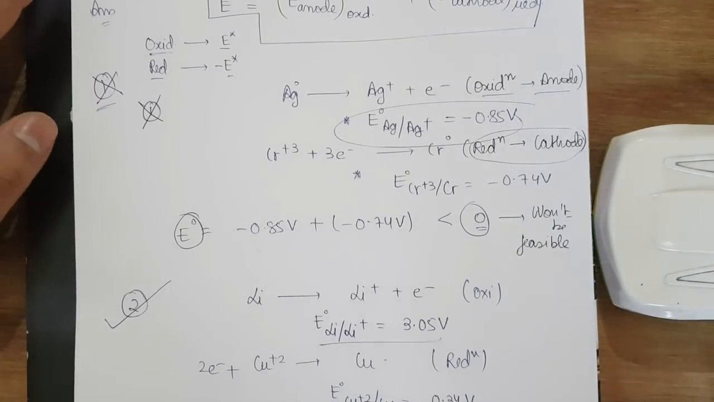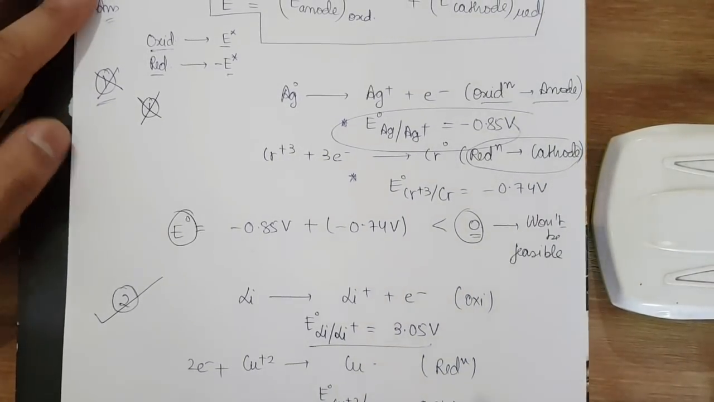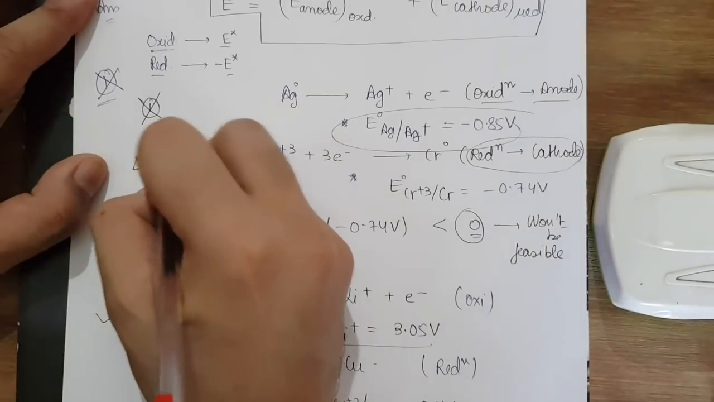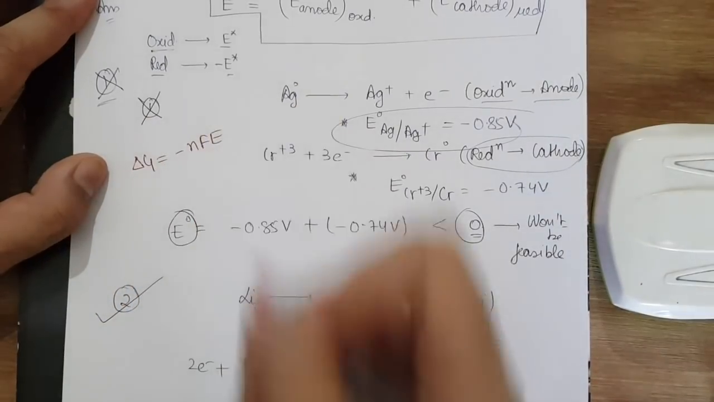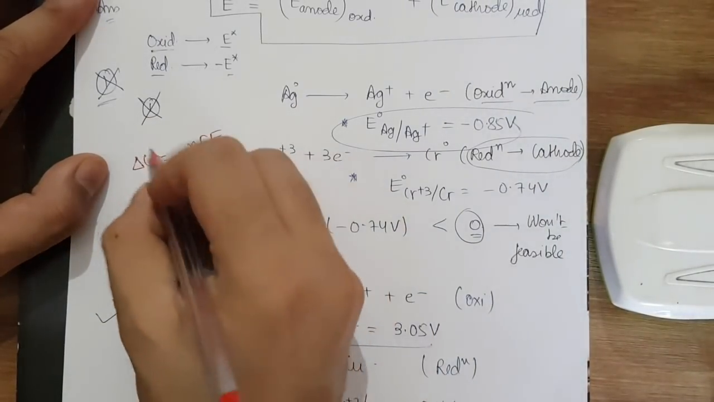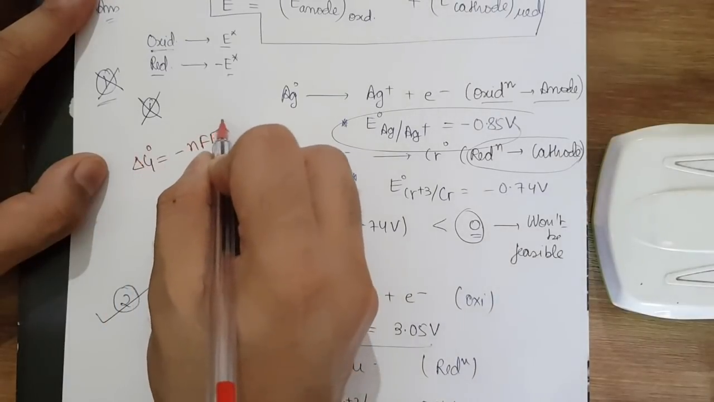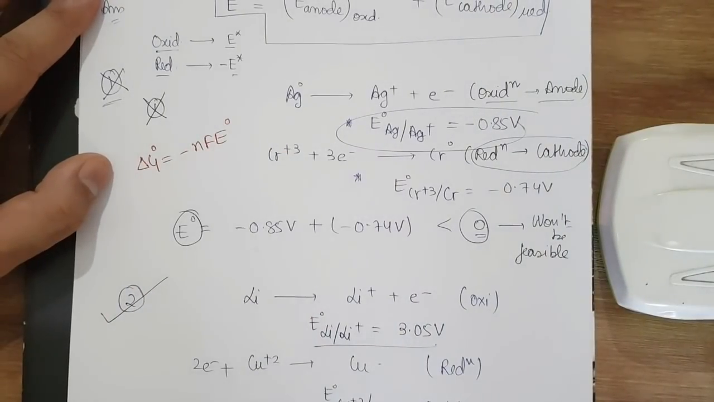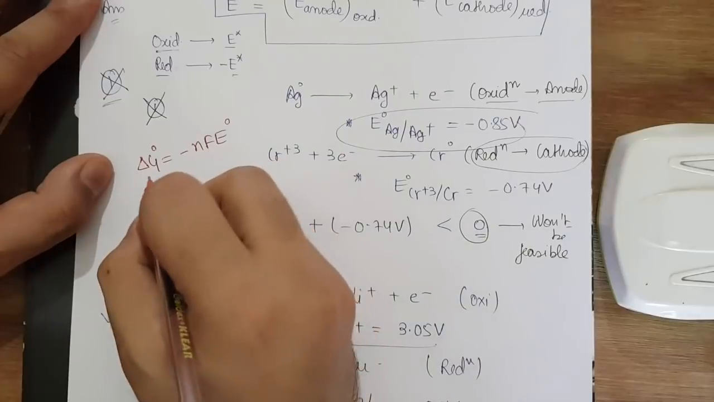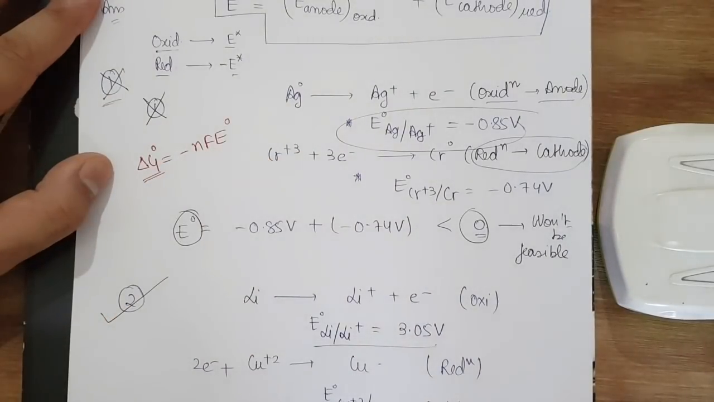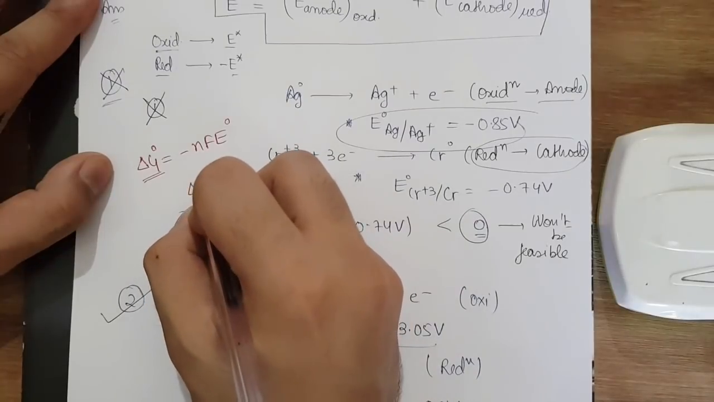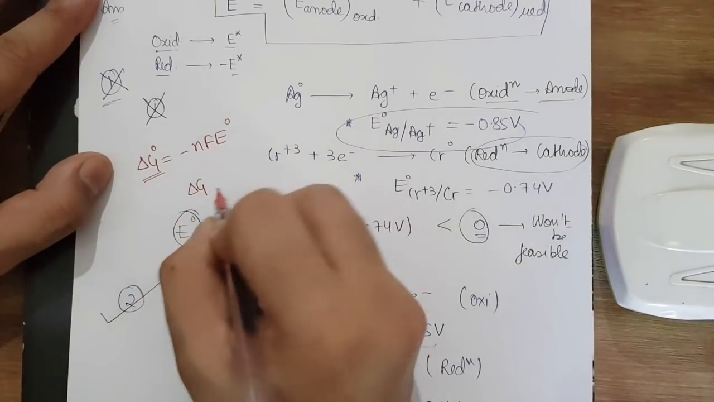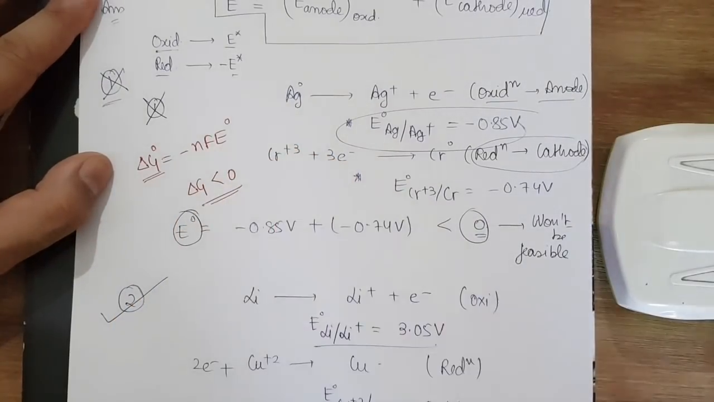What is the reason? There is a thermodynamic reason. Let me make you understand. We know that delta G is equal to minus nFE. At the standard conditions, we would have delta G naught equal to minus nFE naught. Now the point to be understood from the thermodynamics chapter is that if a process is stable or feasible, then the value of delta G has to be less than 0.